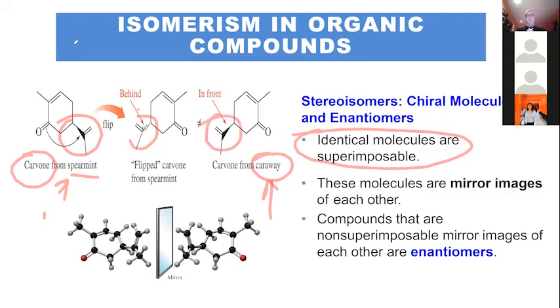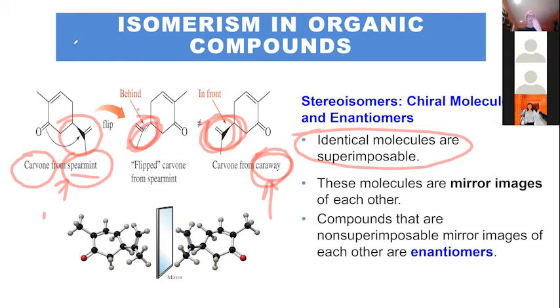So they're mirror images of each other, but we can't put them on top of each other, because if we did, this one would be behind the ring, and this one would be in front of the ring. Everything else would line up, but that one group would be different. One would be up, the other one would be down. They're mirror images of each other. And not only are they mirror images, your body can tell the difference between them, because this tastes like spearmint and this tastes like caraway seeds. It's exactly the same molecule, but they're different shapes.